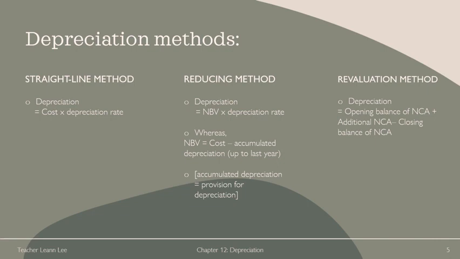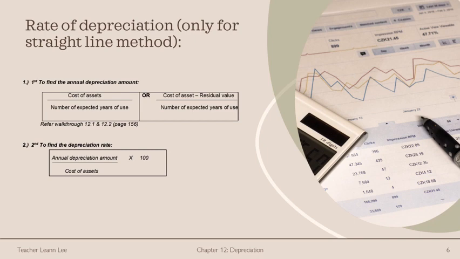So the revaluation method. Usually this one is used for small items such as loose tools, for example if you drop your screw or your nail, it's too small to calculate one by one. Therefore, they use the lump sum of the opening balance of this NCA, plus any additional NCA during the year, minus the closing balance of the NCA. The difference becomes the depreciation. The depreciation rate can only be found this way for the straight line method. Other methods cannot use this way to find the depreciation rate, so it must be provided.